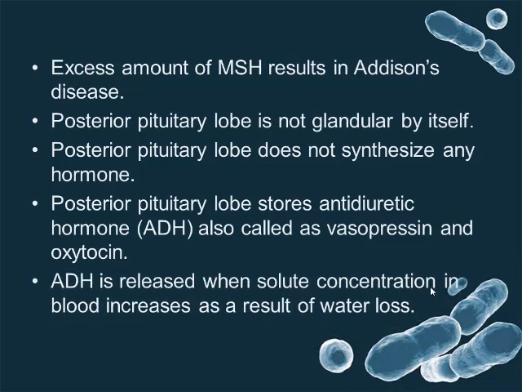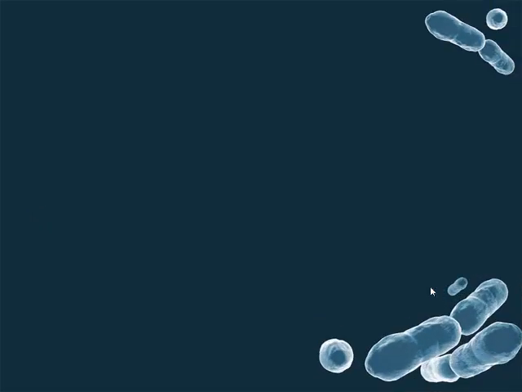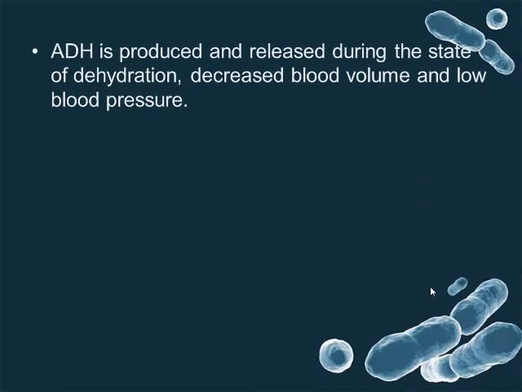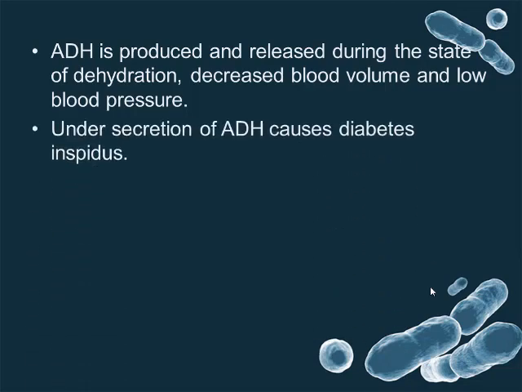ADH is released when solute concentration in blood increases as a result of water loss. ADH is produced and released during the state of dehydration, decreased blood volume, and low blood pressure. Under secretion of ADH causes diabetes insipidus. Oxytocin means childbirth.